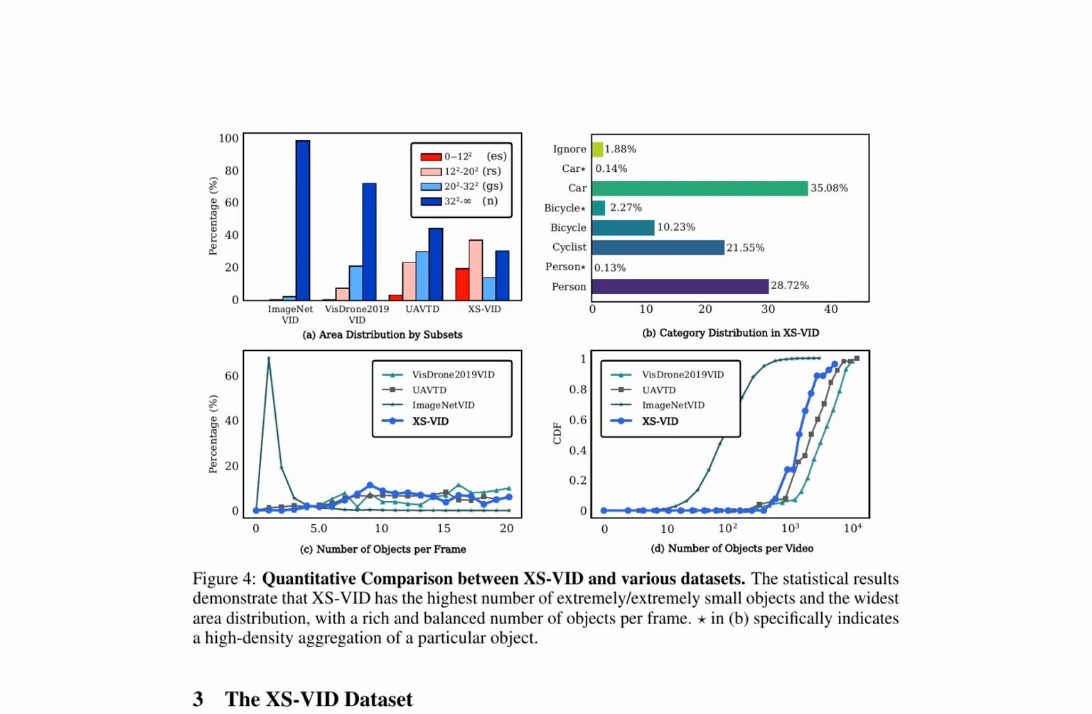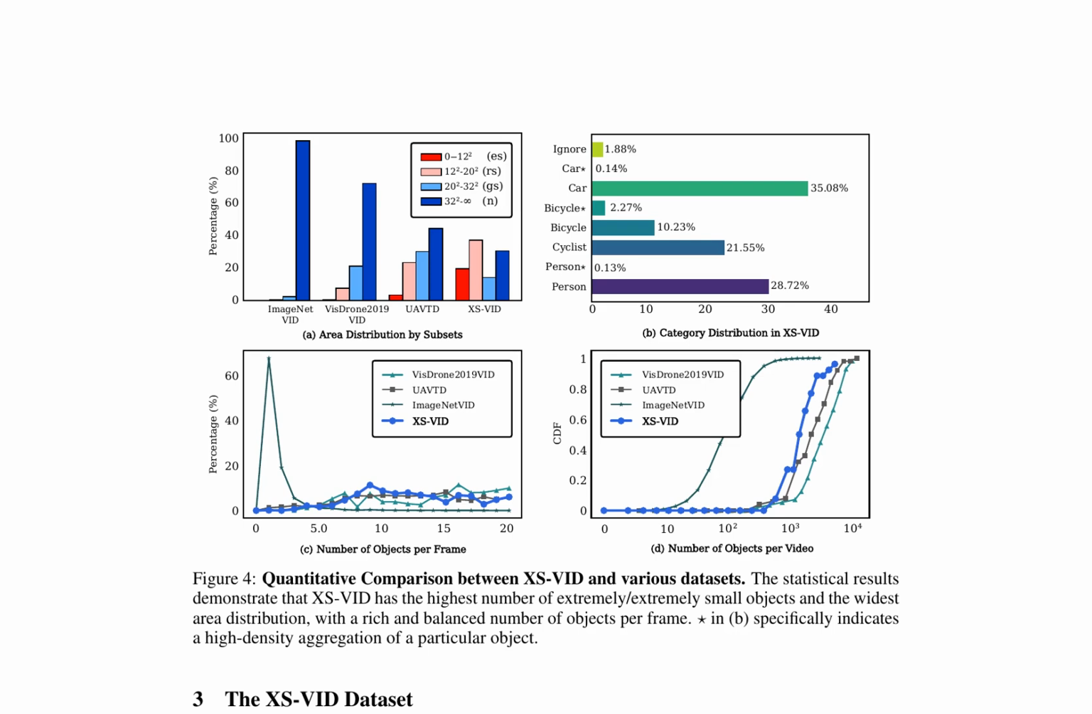Figure 4 presents a quantitative comparison between the XS-VID dataset and various existing datasets, including ImageNet VID, VIS Drone 2019, and UAVTD. The results demonstrate that XS-VID has the highest number of extremely small objects and the widest area distribution, with a rich and balanced number of objects per frame. Specifically, the category distribution in XS-VID shows a high-density aggregation of certain objects, such as cars and bicycles.